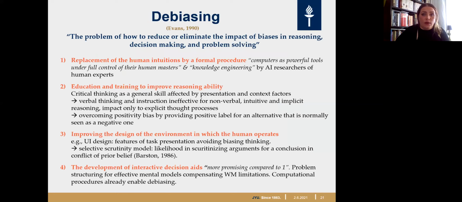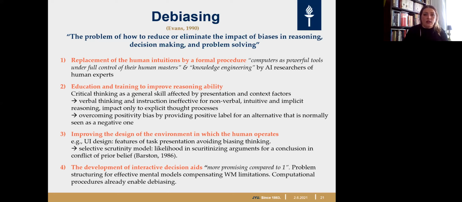So towards debiasing, of course, in decision making, biases are something to be detected and to be avoided, and debiasing is focusing on that. So the problem is how to reduce or eliminate the impact of biases in reasoning, decision making, and problem solving. And here are 4 different perspectives to debiasing by Evans.